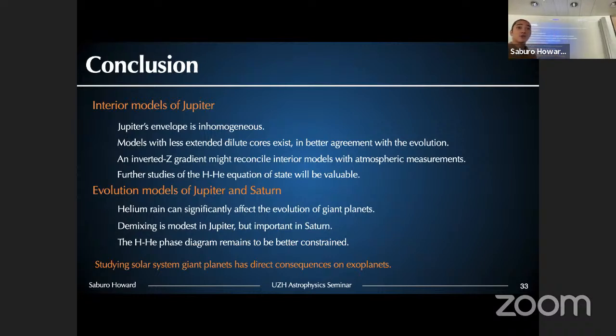But so far we haven't found anything else to explain the enrichment of Jupiter's atmosphere, because with those interior models, if you try 2 times solar, you can't find any solutions that fit the gravity data. So that's why we're coming up with those complicated scenarios.